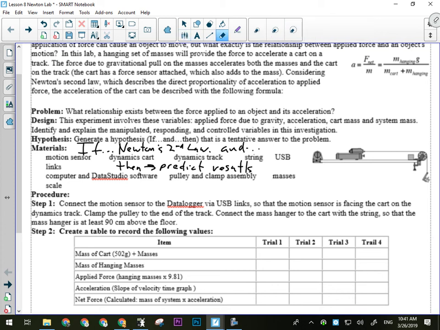Results. That's not how you spell results. I crossed my L and dotted my T. Results. There we go.